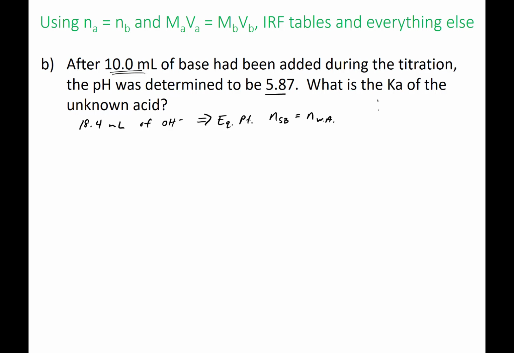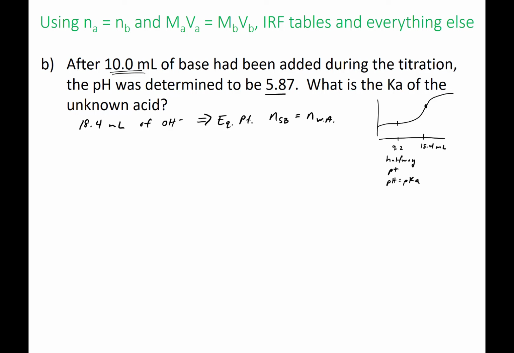So I'll sketch a little one right here. So here's our weak acid. And right here would be like 18.4 milliliters. So if we're at 9.2, that would be the halfway point. Okay, and at the halfway point, the pH equals the pKa.